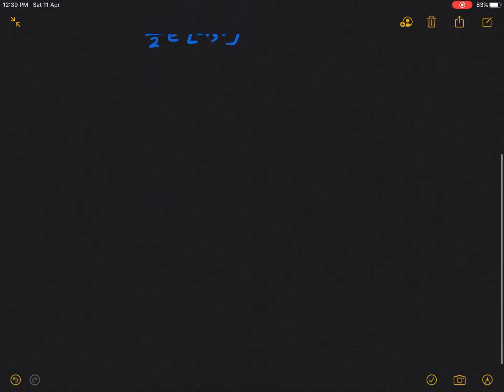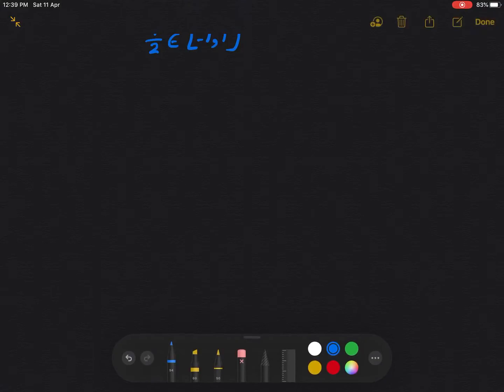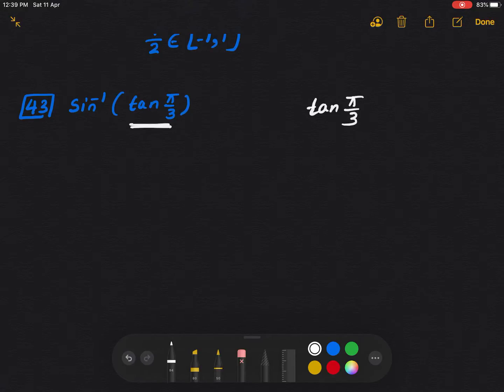Okay, next problem. Problem number 43. Sine inverse tangent pi over 3. First write what is tangent pi over 3. Tangent pi over 3 means tangent 60 degree. Go for the special angle table. Tangent 60 degree, yes, it is √3. So sine inverse tangent pi over 3 is equal to √3.